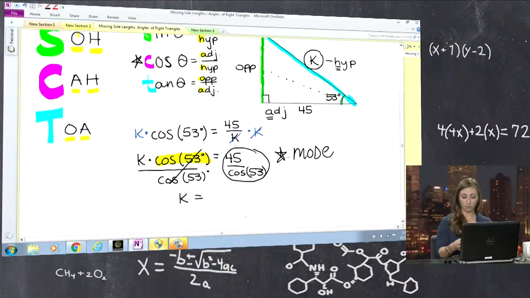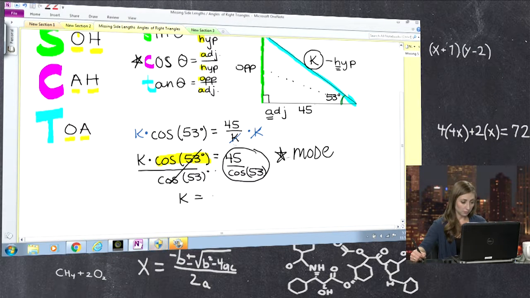Again, at this point we can go ahead and type into our calculator 45 divided by the cosine of 53 degrees. And what we get is 74.77.